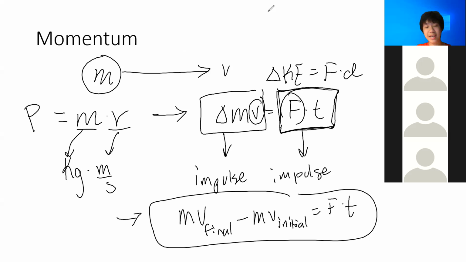All right. So to recap, the momentum of an object is its mass times its velocity. And the relationship between momentum and force is change in momentum equals force times time. All right, and this is called impulse. The term force times time, impulse. Okay, so that's what it's called.